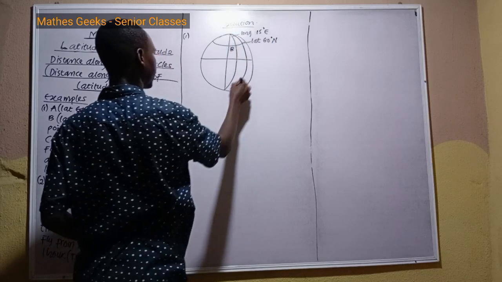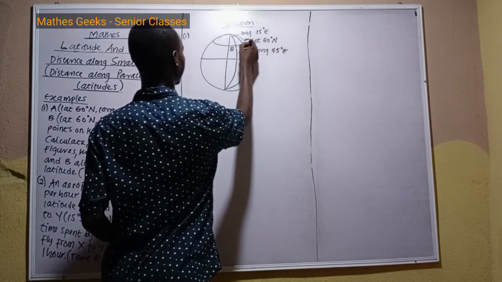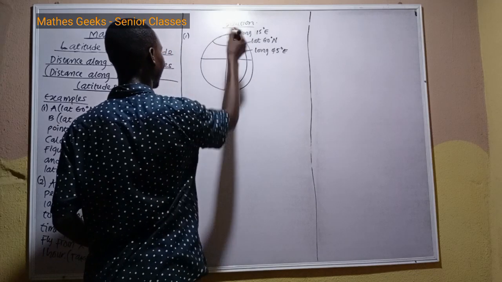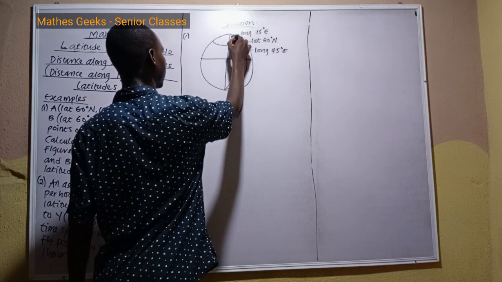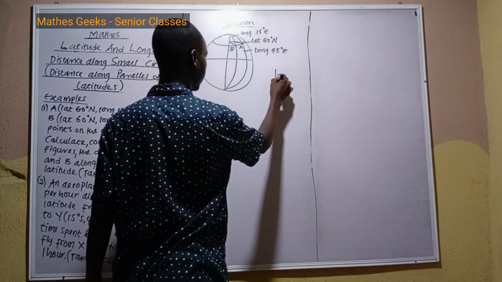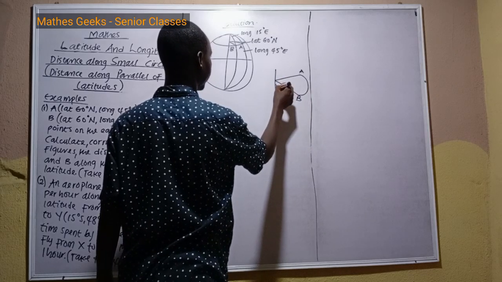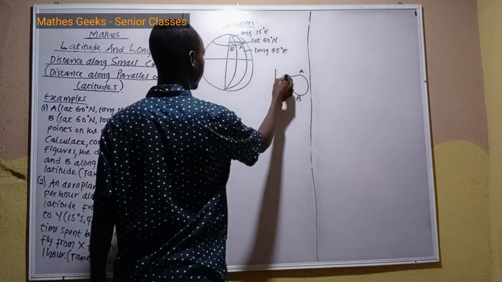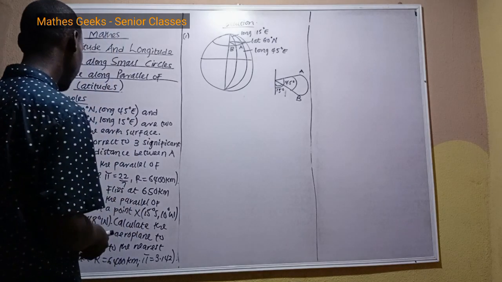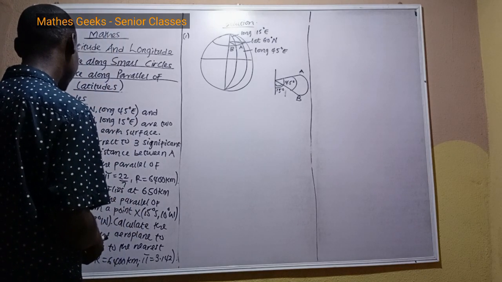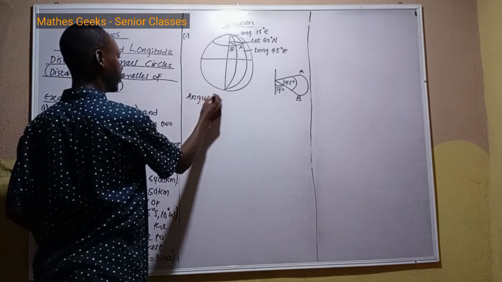So let's get point A, which is longitude 45 degrees east. So these 2 points are lying on the same latitude. So this is the radius of this latitude. From here, connecting to this point, so we have something like this. Sector A, B. This is 15 degrees east, and from here to here it gives 45 degrees. So calculate, correct to 3 significant figures, the distance between A and B along the parallel of latitude. So let's get our angular difference.